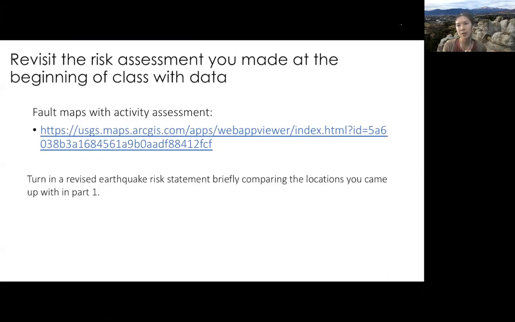Then turn in a revised earthquake risk statement that compares those 3 to 5 locations and references back to this fault map to identify which ones do have the greatest earthquake risk. I will put the link to this fault map on Canvas, so you will be able to find it next to the link to this lecture.